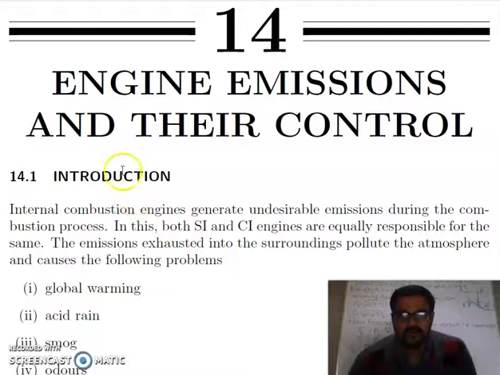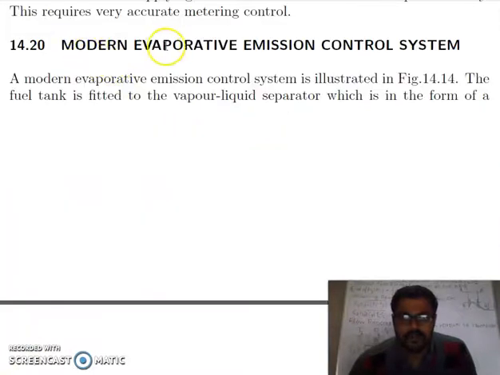Good morning. Today we will start with the engine emissions and their control. The topic which we start today is the modern evaporative emission control system. A modern evaporative emission control system is shown in the figure here.